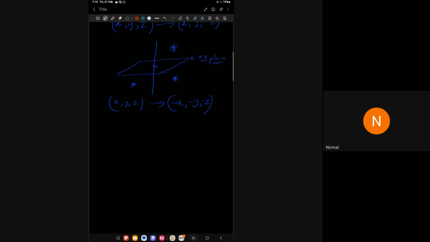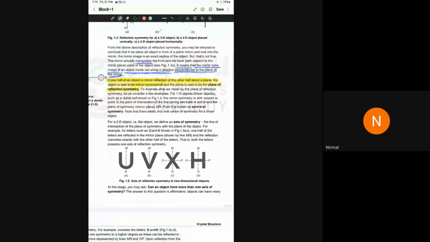Let us examine here. X is symmetric about this as well as symmetric about this. But U is only symmetric about this. U is not symmetric about this line. V is not symmetric about this line either. You can imagine, it has only one plane of symmetry. U has only one plane of symmetry, whereas X has more than one plane of symmetry. X has two planes of symmetry. H has two planes of symmetry.